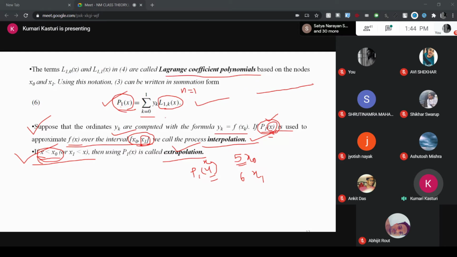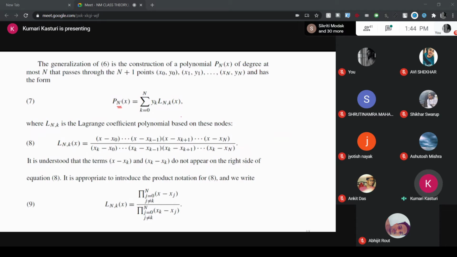So L1k. Similarly, in place of 1, if you are finding n number of terms, it will be replaced by n. Now just see here. Pn of x is equal to the summation of k equals 0 to n of yk Lnk of x. The same thing in generalized form. It means if you have a number of data sets, say 5 data sets, then capital N is 5. With respect to that, you have to find the curve. Then the polynomial of this curve is P5 of x. You can write.